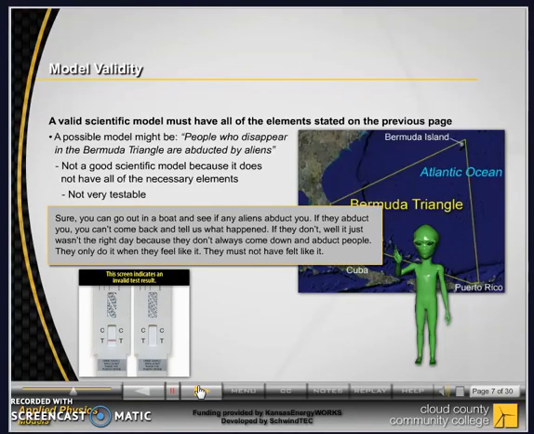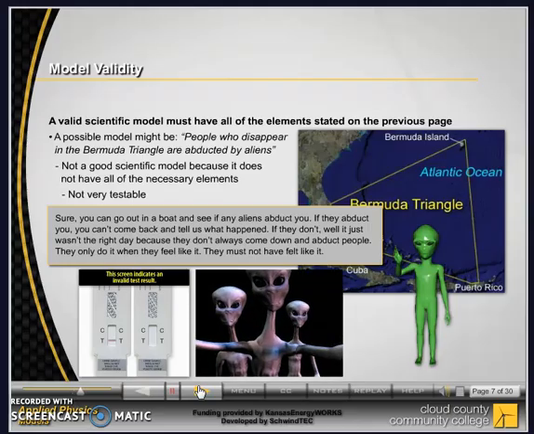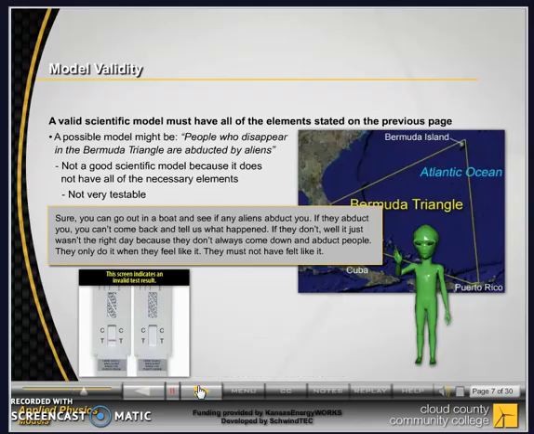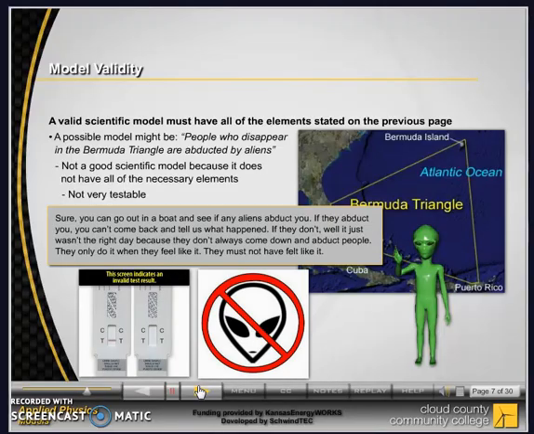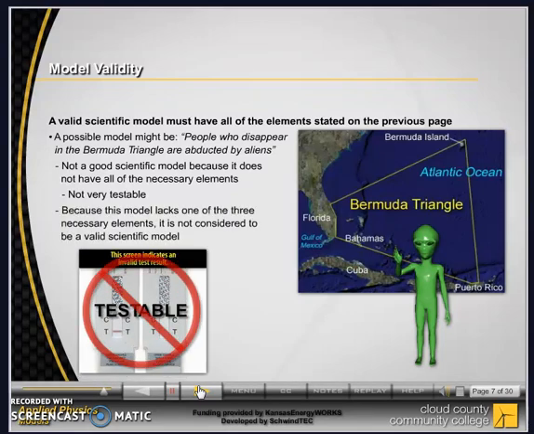Sure, you can go out in a boat and see if any aliens abduct you. If they abduct you, you can't come back and tell us what happened. If they don't, well, it just wasn't the right day, because they don't always come back and abduct people. They only do it when they feel like it. They must not have felt like it. Because this model lacks one of the three necessary elements, it is not considered to be a valid scientific model.